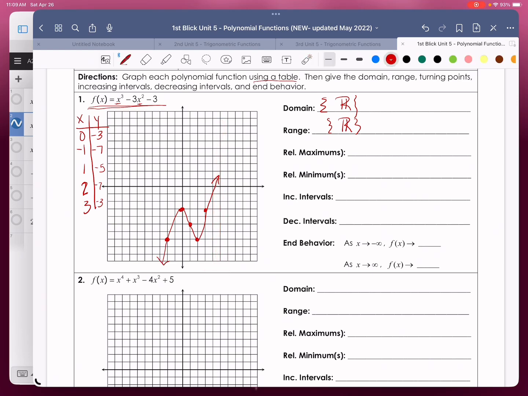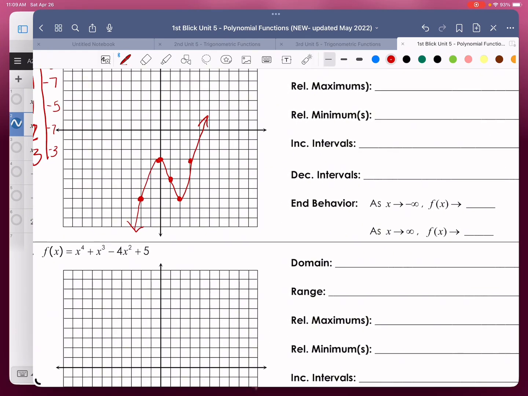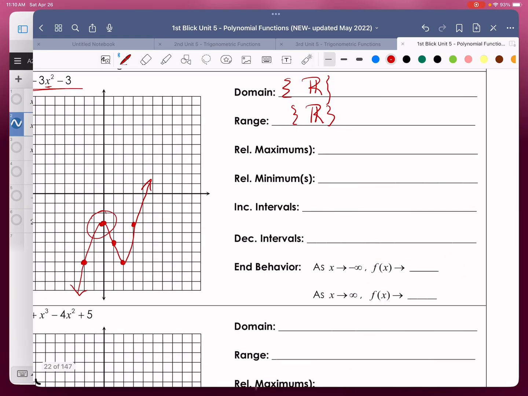So now our relative max is going to be the one point that is higher than all of the things around it. Now this right here is not a max, and this right here is not going to be a min because it keeps on going. We're looking at the places where it changes direction. It's not changing direction after this, and it's not changing direction over here. So our maximum point is right here, and that is at the point 0 and -3.